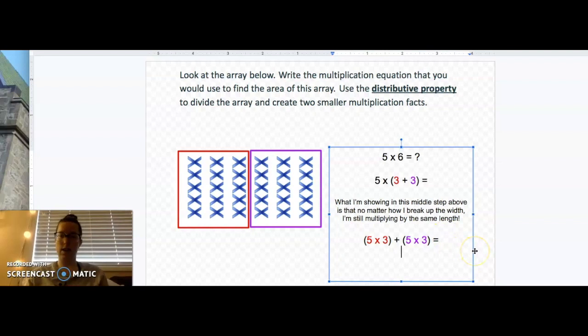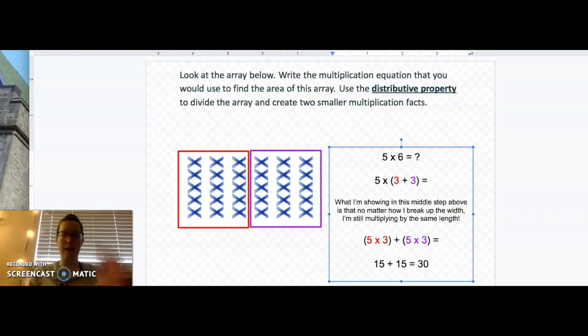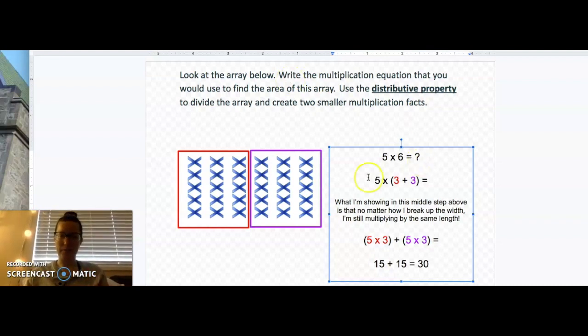And now I can solve it out. And looks like 5 times 3 is 15, plus 5 times 3 is 15. And what's 15 plus 15, friends? It is 30. Good job using your mental math. Okay.